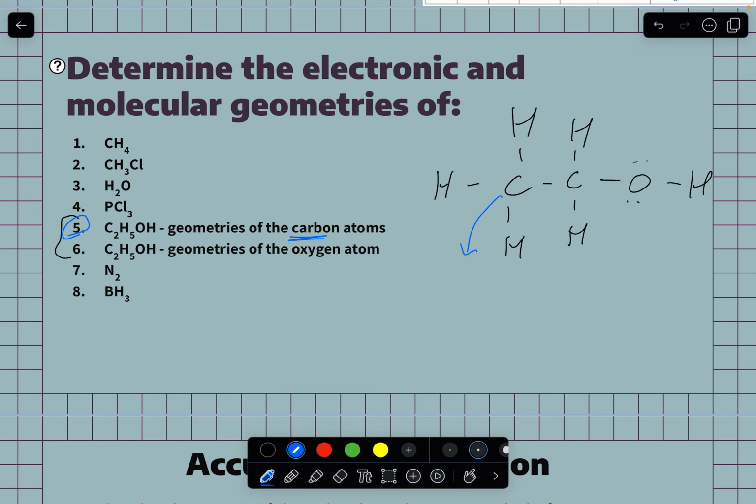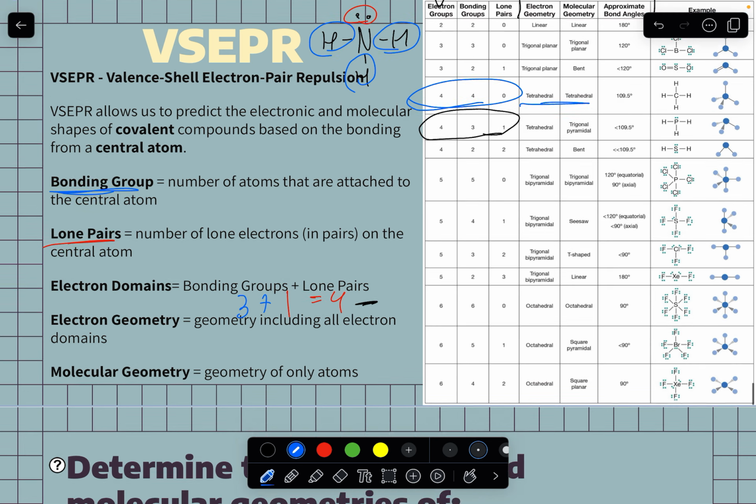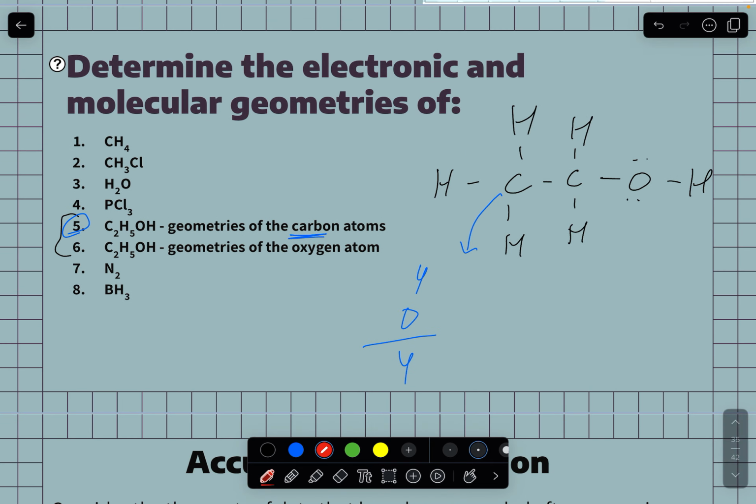So for this carbon atom here, we have 4 bonding groups. It's bound to 4 atoms. We have 0 lone pairs. So we only have 4 electron domains. If you have 4 electron domains, 4 electron groups, you have 4 bonding groups and 0 lone pairs, that's going to be tetrahedral. Okay. For the second carbon, it's the same thing. You have 4 bonding groups attached to 2 hydrogens, a carbon, and an oxygen. You don't have any lone pairs, so in total you have 4. It's going to be tetrahedral.